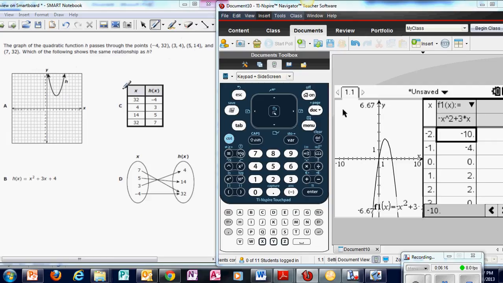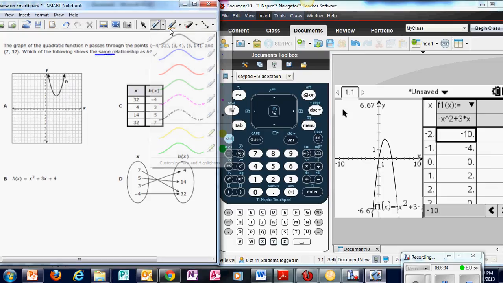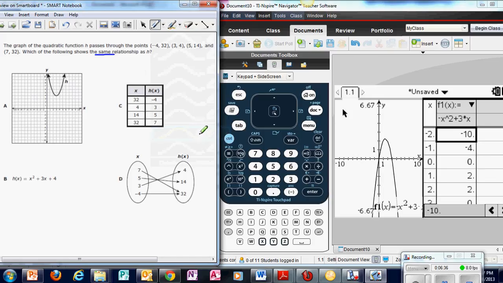The graph of the quadratic function h passes through the points (-4, 32), (3, 4), (5, 14), and (7, 32). Which of the following shows the same relationship as h? Key word there is same, because it could have said which one was different. I'm going to use my highlighter, and I'm going to start off by looking at the independent values, the x values. So I'm going to highlight each x coordinate from that relation.